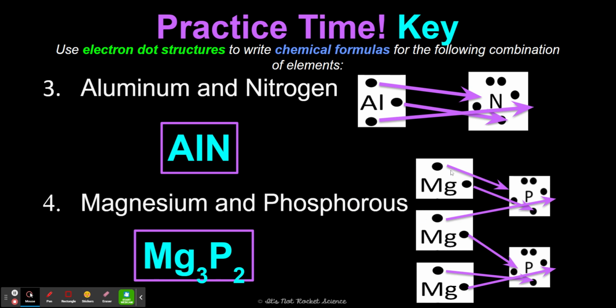So as you're doing this, just keep moving electrons and adding elements as needed until it all balances out and you get everything stable and happy. The metal's given all the electrons it has up. The non-metal has filled up its valence shell.